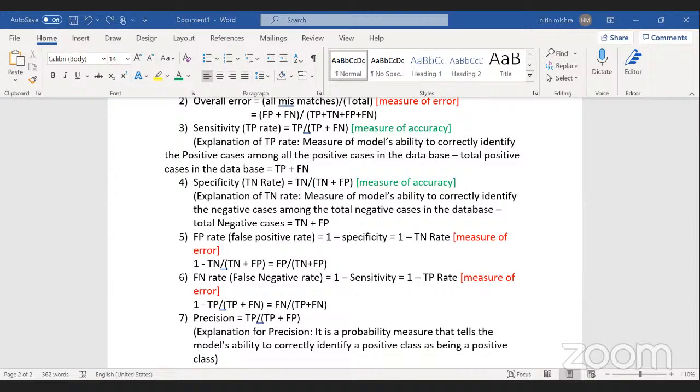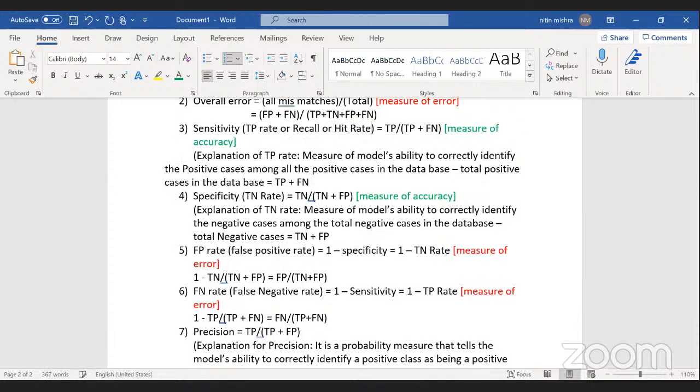on the top, sensitivity is, all right, sensitivity, true positive rate, or recall, or hit rate. These are the measures. Now, there is something called the F1 measure. All right. There is something called the F1 measure.